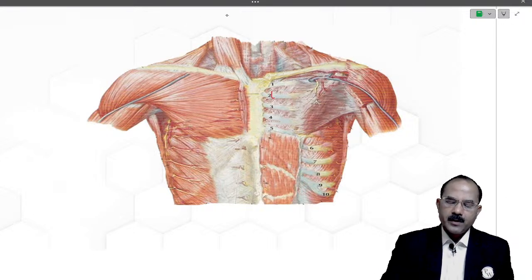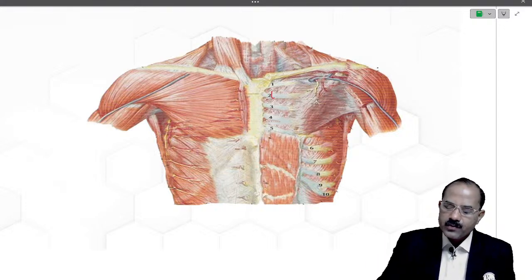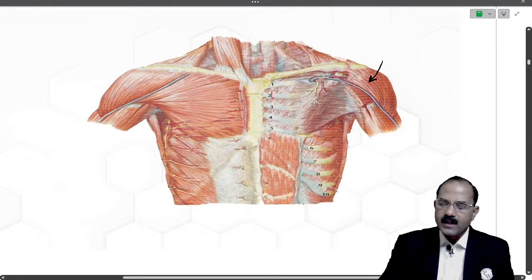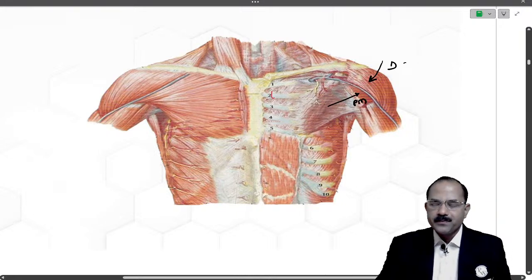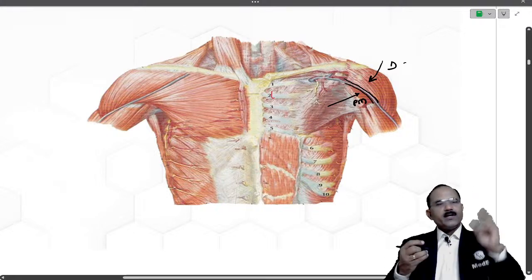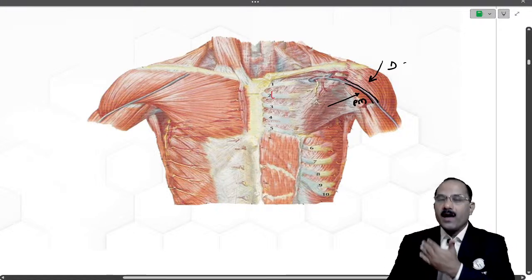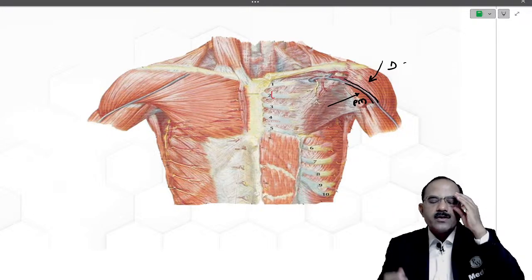Now, just tell me, this can come as a visual for you. What is this muscle? That's the deltoid. What is this muscle here? That's the pectoralis major. What is this groove known as? That's the deltopectoral groove. Between the deltoid and the pectoralis major, there's a groove named the deltopectoral groove.